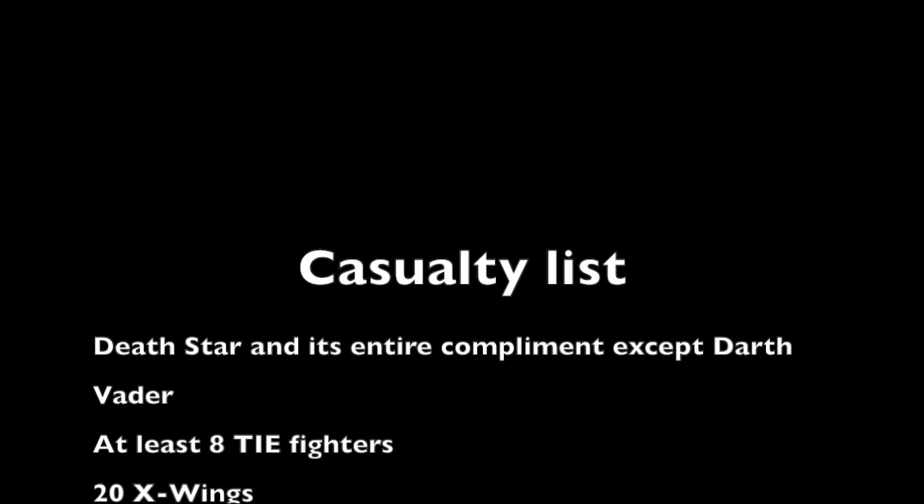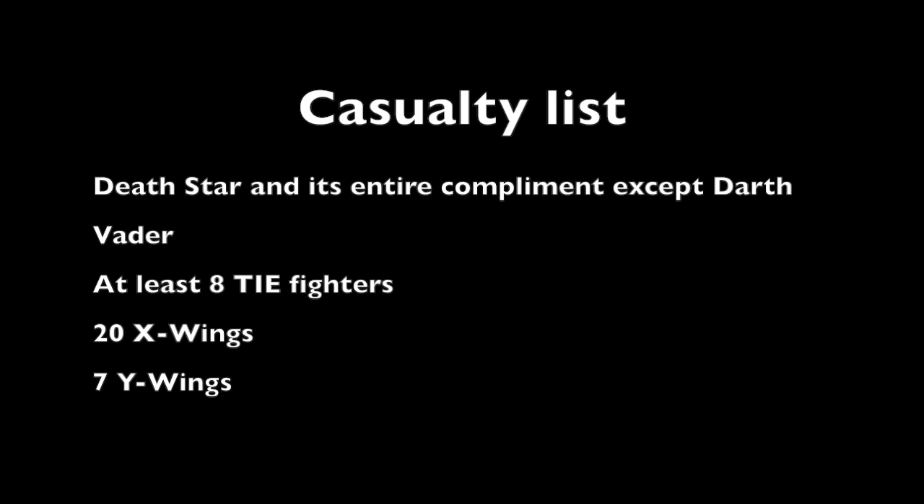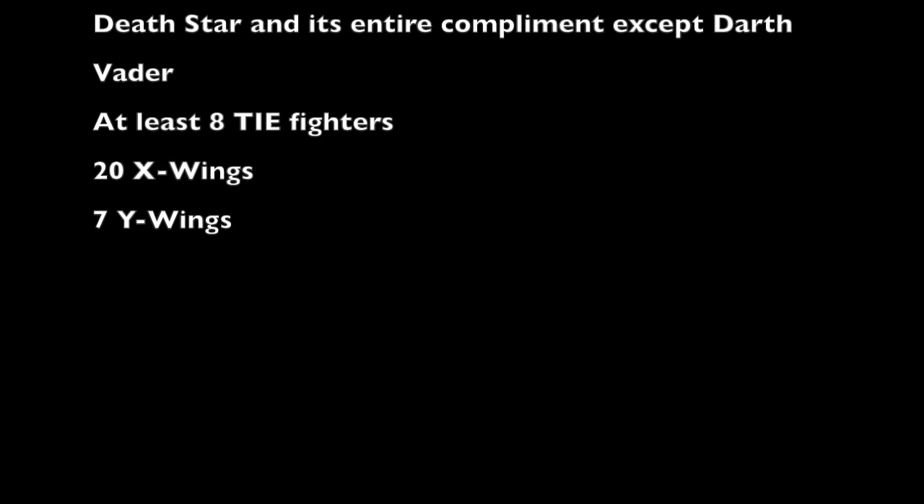Casualties for the Empire include the Death Star and its entire complement of nearly 2 million people and equipment except Darth Vader, and at least 8 TIE fighters, while casualties for the Alliance include 20 X-Wings and 7 Y-Wings.